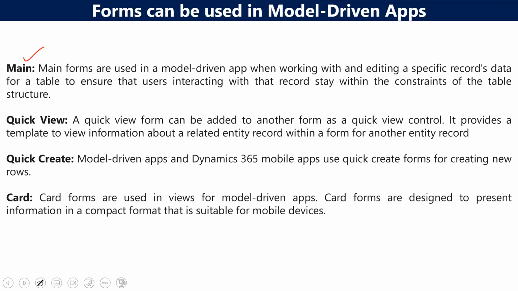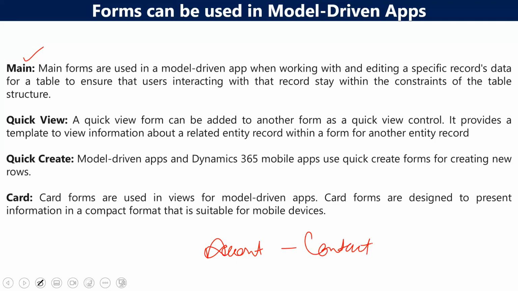The second type of form we have in the Dataverse is the quick view form. So what is a quick view form? A quick view form is a kind of form which helps me see some basic information about the selected record from a different table, and it is only applicable once we have a relationship between two different tables. So for example, say we have a table called account, and we also have a different table called contact.